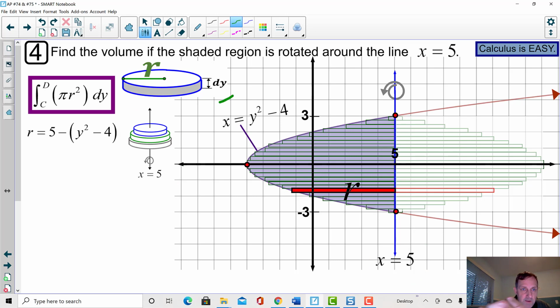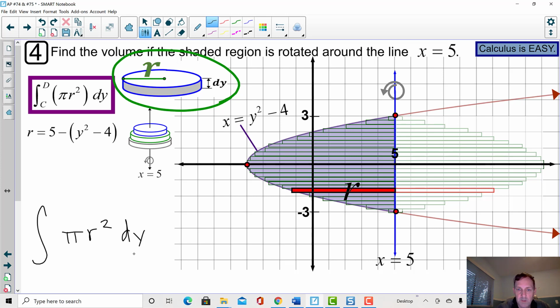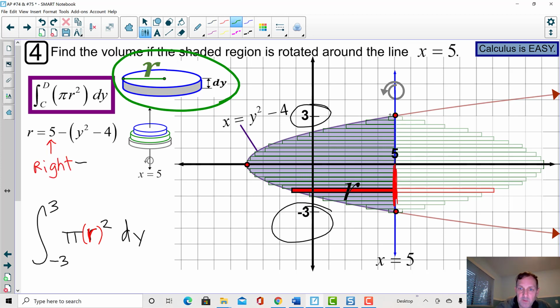And so if we look at just one disk, we can figure out the volume for just one disk. It's just going to be the area of a circle, so pi r squared, and then times the height. The height is dy. Of course, our y values go from -3 up to +3. And now all we need to do is just figure out what is the r, and then we'll be done. The r is always the hard part. This is going to be a right minus left example. So the right is going to be 5. Then we do minus, and the left is just the curve. So the left is going to be y squared minus 4.